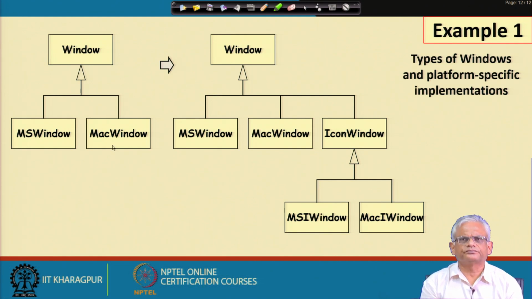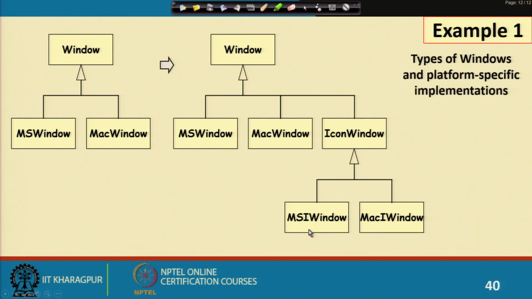But then after some time we had the need for icons and we defined a special type of window called icon window. But then the icon window must be implemented on both the MS window and the Mac window, and therefore we subclassed it, making the MS icon window and the Mac icon window.